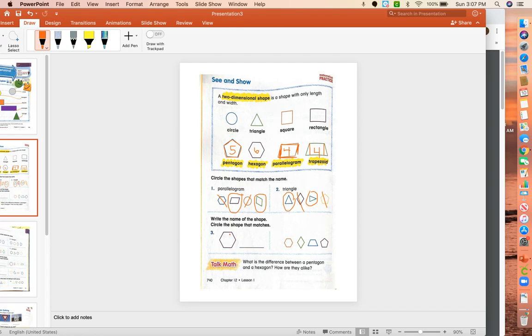Number 3, it says write the name of the shape and circle the shape that it matches. Do you remember which shape? Let's count the sides. 1, 2, 3, 4, 5, 6. So if this shape has 6 sides, it has to be a hexagon. So we're going to write the word hexagon.